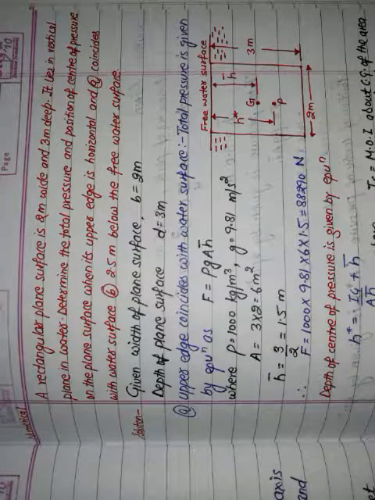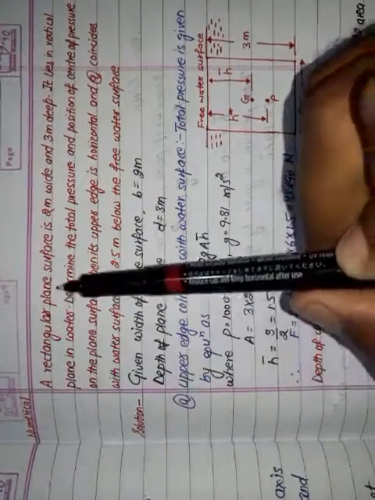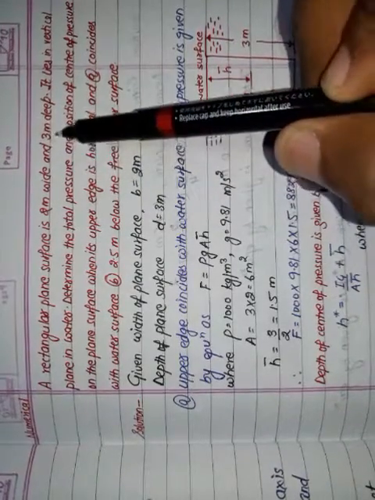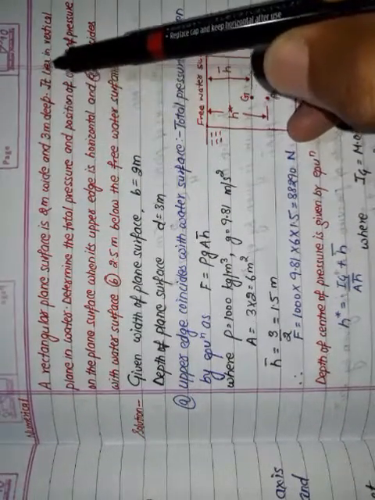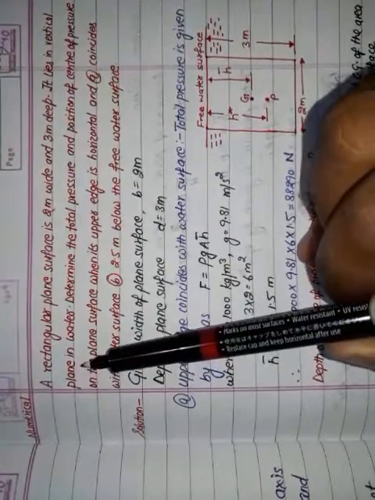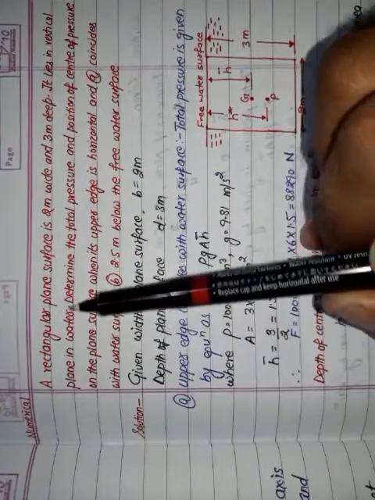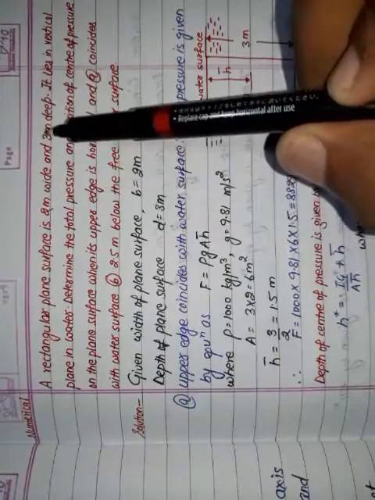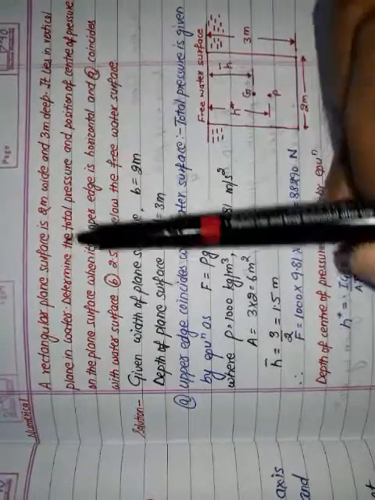In this video, we will try to solve the numerical that is based on vertical surface submerged in liquid. The statement of the numerical is: a rectangular plane surface is 2 meter wide and 3 meter deep. It lies in a vertical plane in water. So the dimension of the surface is given, 2 meter wide and 3 meter deep.